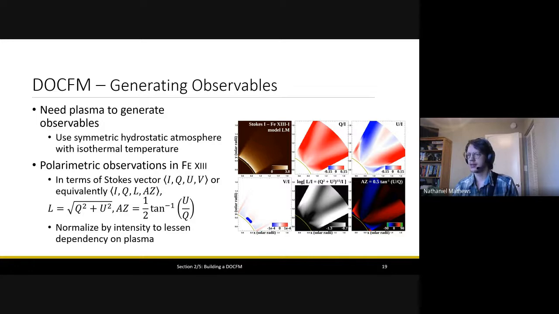We normalize our observations by intensity. We don't really trust that hydrostatic plasma very much, so we don't want it to have a huge impact on the final output. So when we generate our Stokes observations, polarimetric line-of-sight integrated observations, we normalize those by the plasma intensity, just to lessen the dependence on the plasma that we've inserted that we don't really trust.